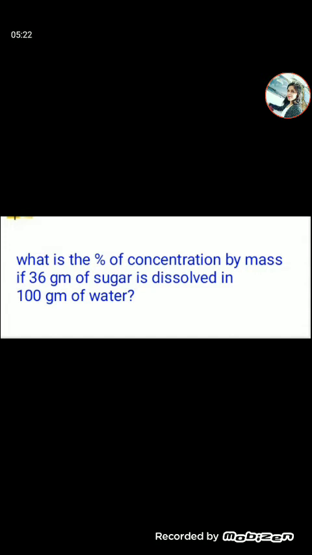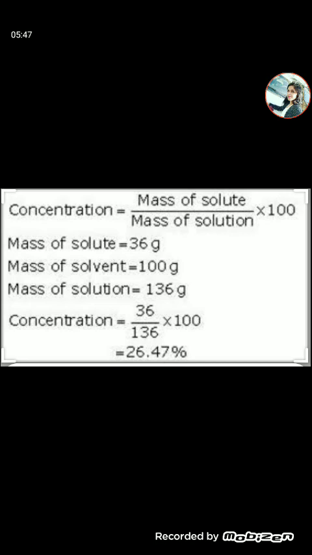Now the next question: what is the percentage concentration by mass if 36 gram of sugar is dissolved in 100 gram of water? In this question, 36 gram of sugar is the amount of solute, and the amount of solvent is 100 gram. So the total amount of solution equals 136 gram. Concentration equals mass of solute upon mass of solution multiplied by 100. Mass of solute is 36, mass of solvent 100, mass of solution 136. Keep the values in the formula, and after calculation you will get 26.47.